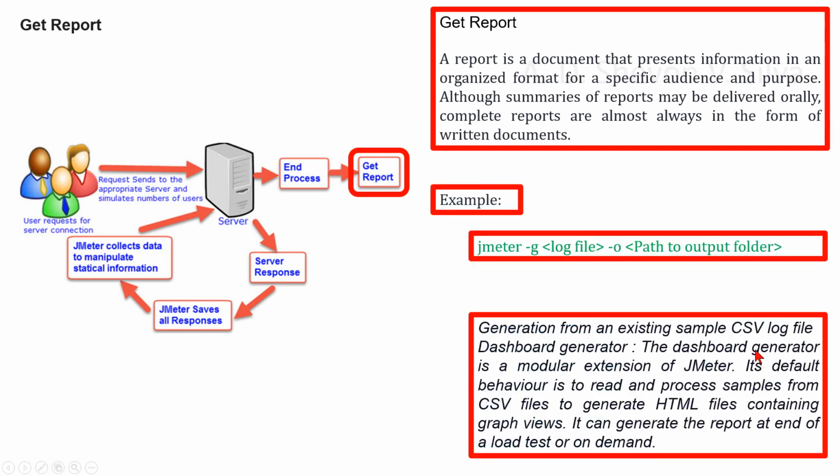Here you can see a generation from an existing sample CSV log file using the dashboard generator. The dashboard generator is a modular extension of JMeter. Its default behavior is to read and process samples from CSV files to generate HTML files containing graph views. It can generate the report at the end of a load test or on demand.